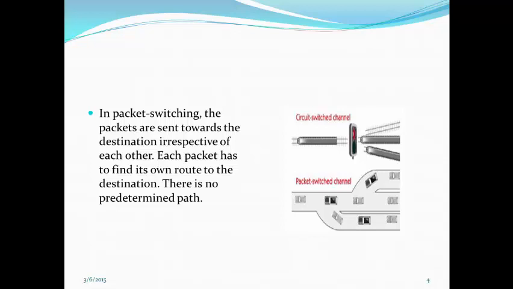As you can see here, with the circuit switch channel, you need to have an established circuit before you start the communication. As opposed to packet switch channel or network, the packets can be sent to many different routes instead of establishing the circuit.